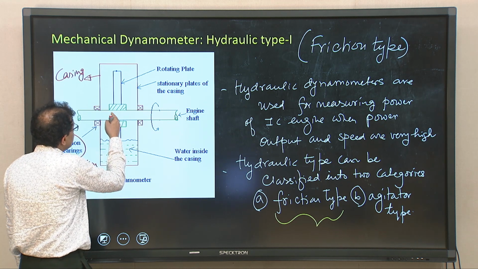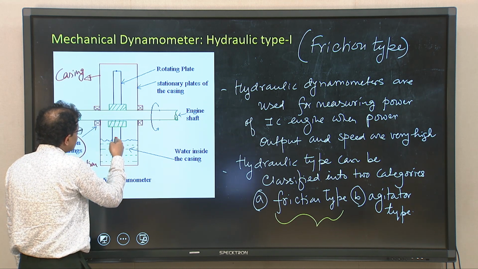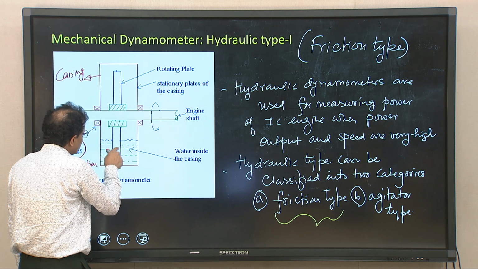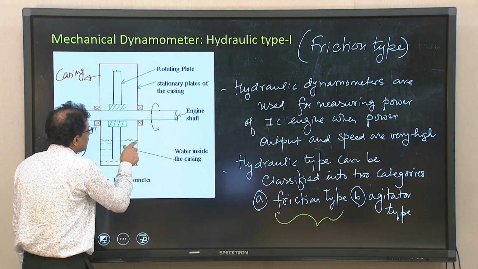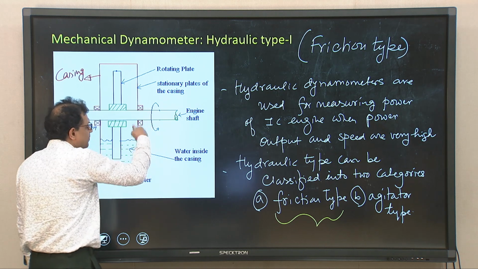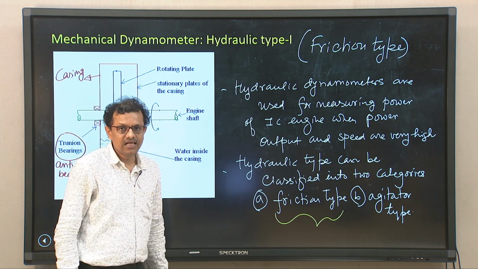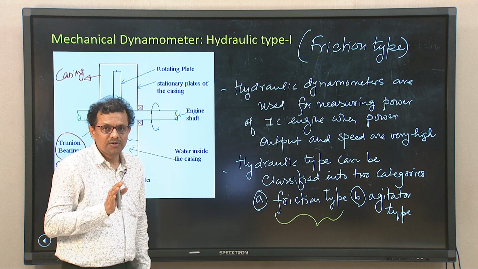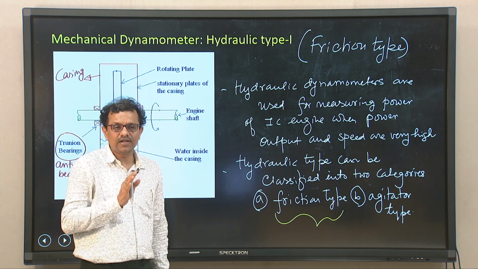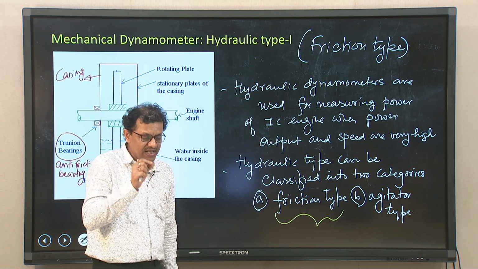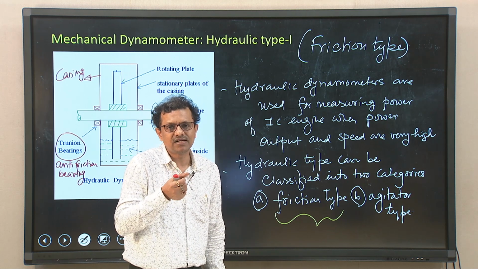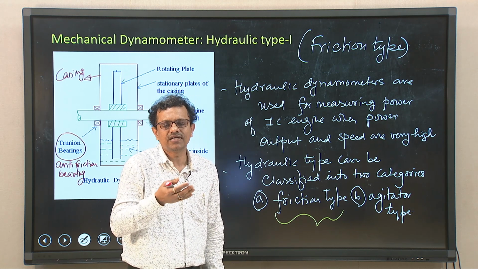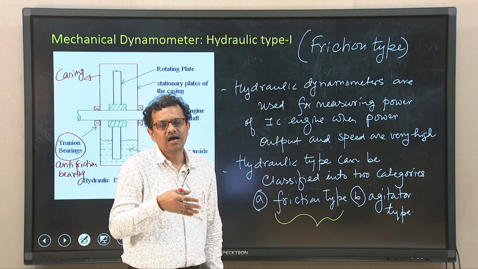As the plate is rotating, that momentum will be transported from the rotating plate via this water to the stationary plate, and the stationary plate also will try to rotate. If we can somehow prevent the rotation of the stationary plate, and if we place a load cell on the stationary plate, then from there we can measure the load. So, that is how we can measure the output power.